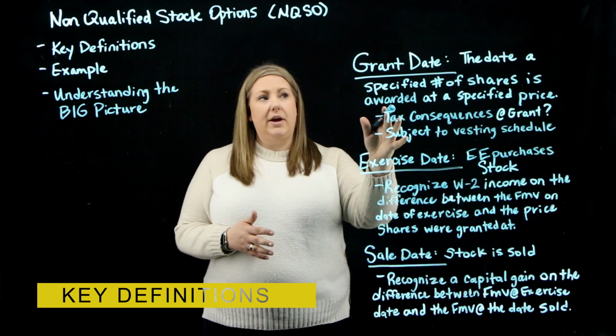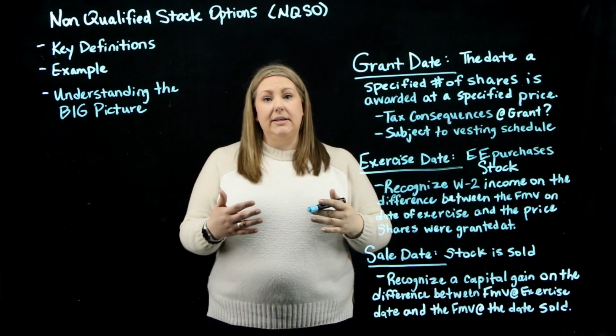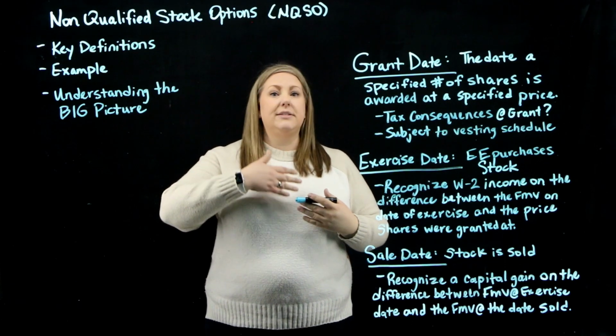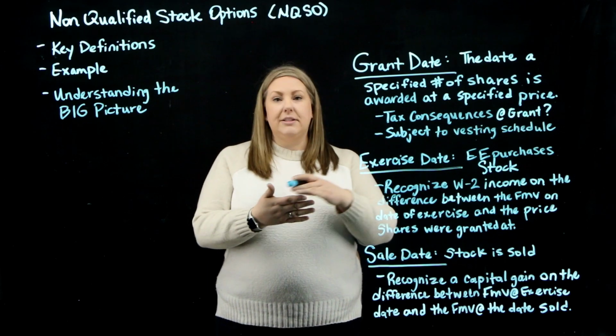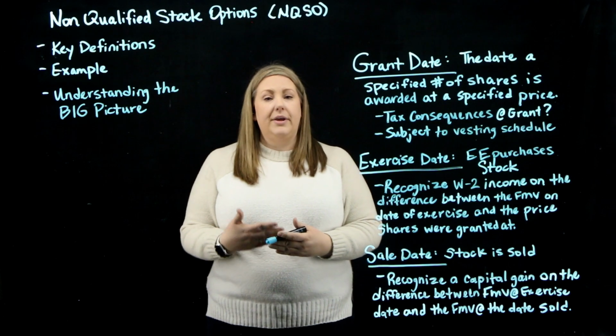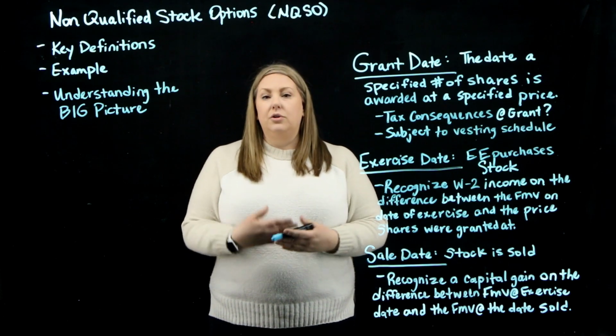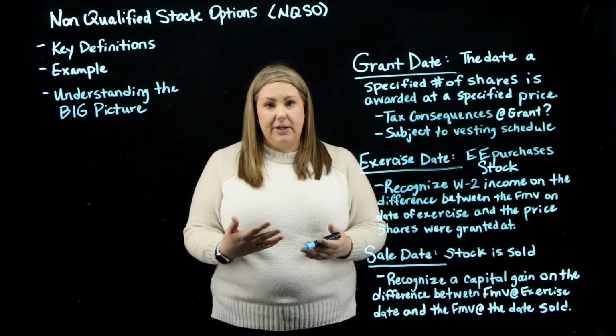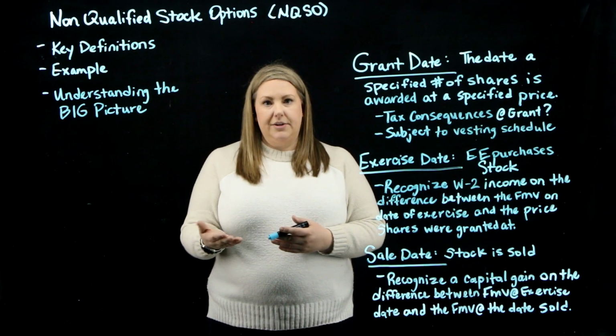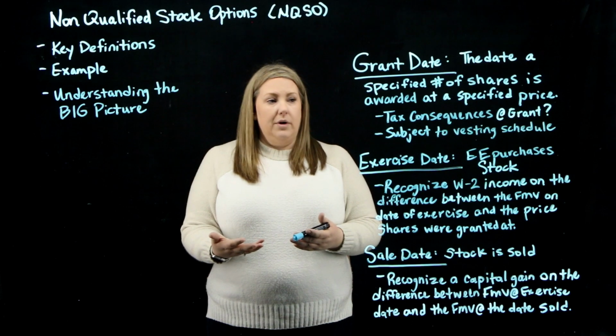First, let's talk through the grant date. This is simply the date that your employer specifies a number of shares that is awarded to you at a specified price. So for example, they might say today you're being given 100 shares at a strike price or at an exercise price of $100. So that is how it might be awarded.